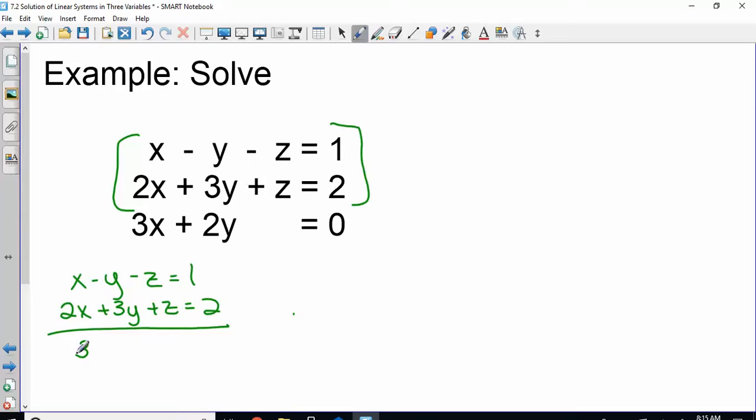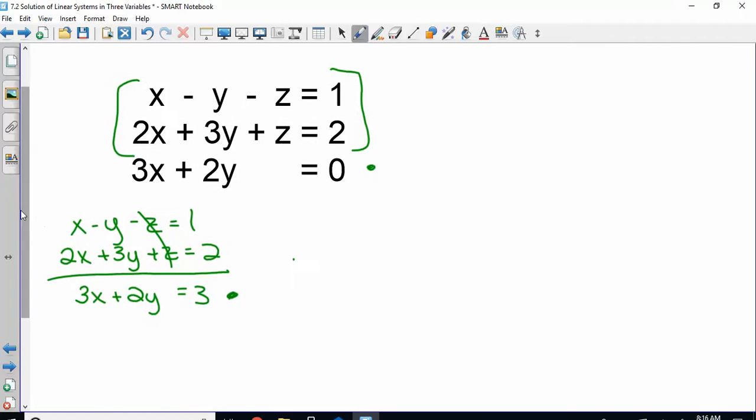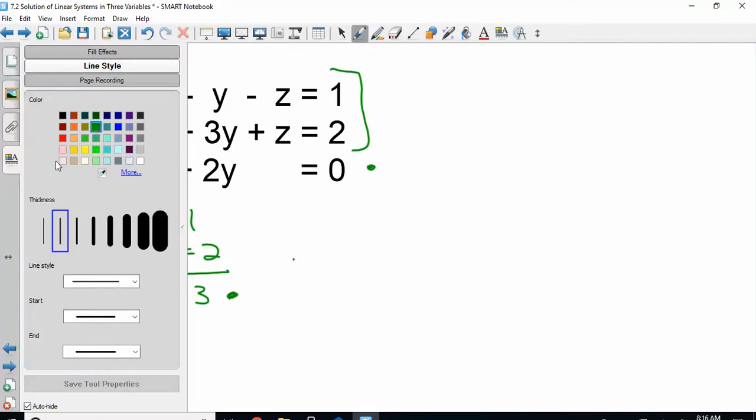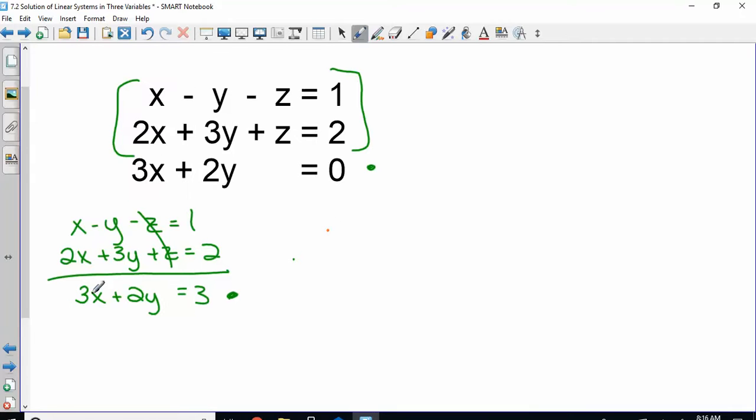When you add those together, you get 3x plus 2y equals 3. Okay, I need to put these 2 equations together. What do you want to do? You're going to have to multiply by negative 1.